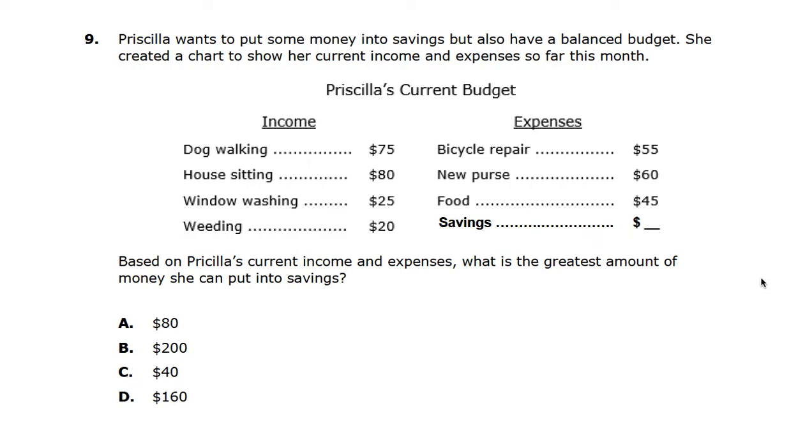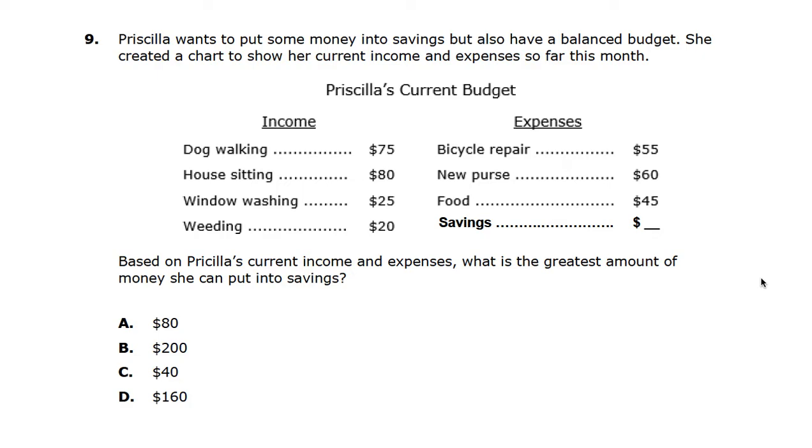Question 9. Priscilla wants to put some money into savings but also have a balanced budget. She created a chart to show her current income and expenses so far this month. Priscilla's current budget. Income: dog walking, house sitting, window washing, weeding. Expenses: bicycle repair, new purse, food, savings.